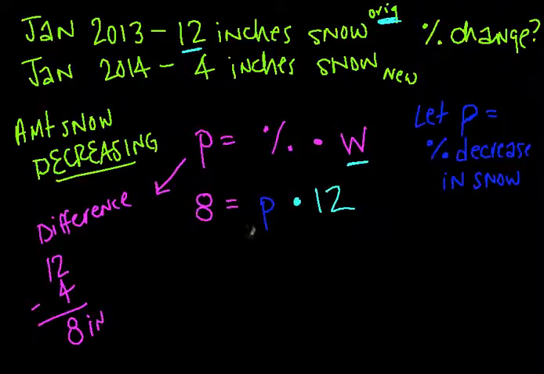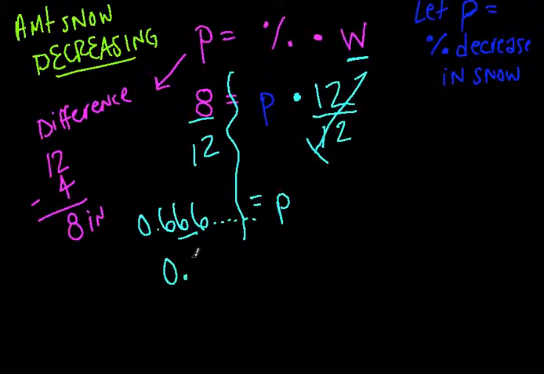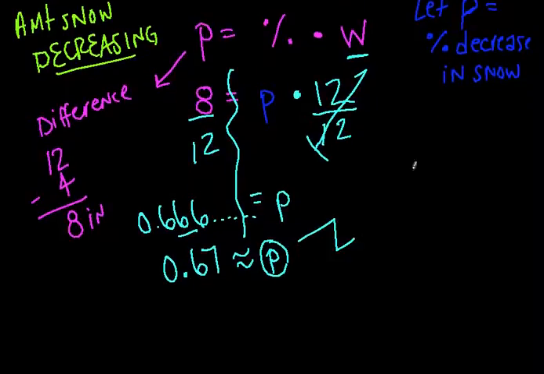To get P by itself and find the percent, we're going to divide both sides by 12. Big 1. And 8 divided by 12 is a repeating decimal, 0.666 forever and ever, and that's equal to P. We could round this to 0.67 to make it a little easier to work with, and that's approximately P. And then we get P and we think, what is P? This is equal to P, but what's P? And that's when we look back at our let statement.